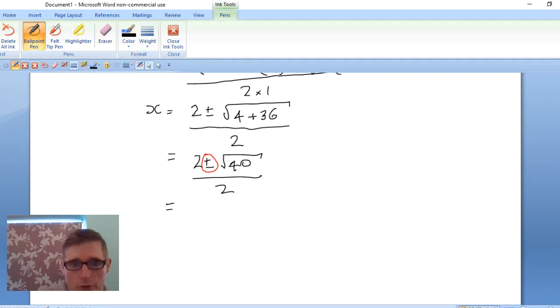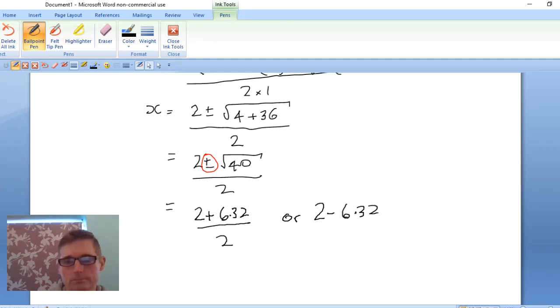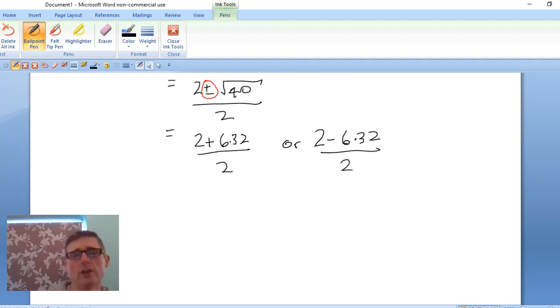One where it's a plus, so we get 2 plus the square root of 40, which is 6.32. So 2 plus 6.32 all over 2. We've got another alternative, and this is when the sign was negative, and that becomes 2 minus 6.32 all over 2. And again, it's just a case of working that out on the calculator now.